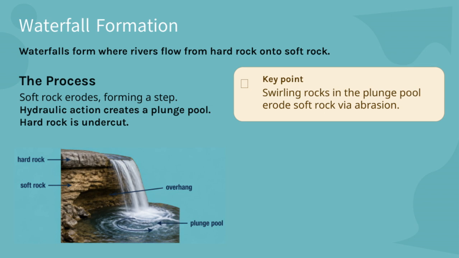This causes hydraulic action. The force of the falling water, along with swirling rocks in the plunge pool, erodes the soft rock further. The swirling rocks cause abrasion, grinding away the rock like sandpaper. This creates a deep hollow at the base of the waterfall called a plunge pool. As the plunge pool deepens, the soft rock is undercut. This leaves the hard rock above sticking out as an overhang. Eventually, the overhang becomes unstable because it has no support beneath it. That sets up the next stage, collapse.